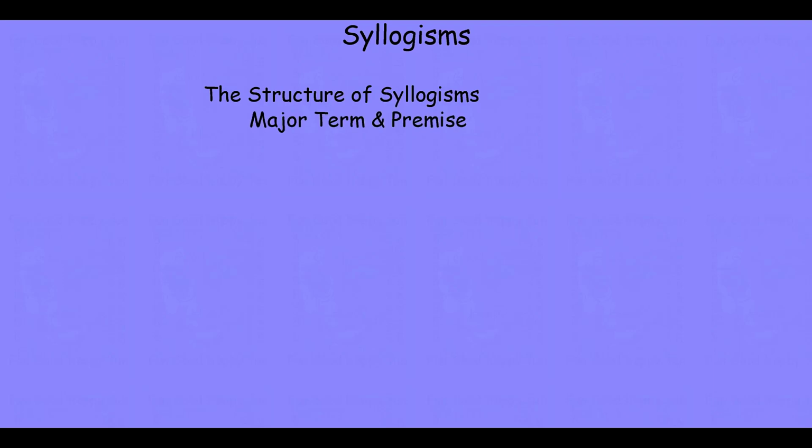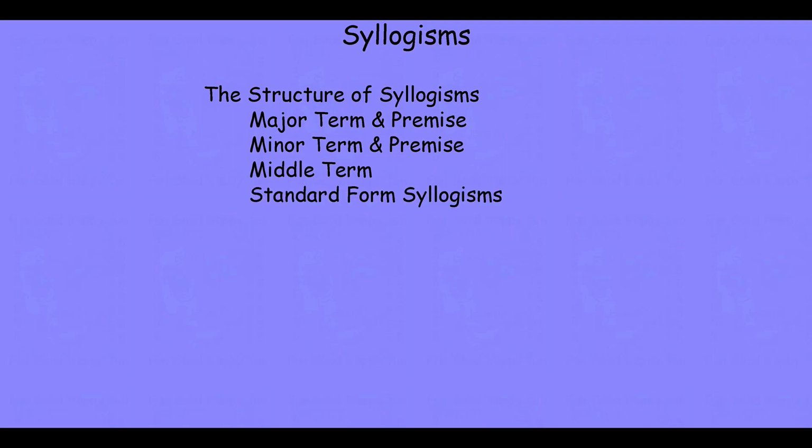We'll talk about how the predicate term of the conclusion is called the major term, and it will appear in the first premise, called the major premise. The subject of the conclusion will be called the minor term, and it will appear in the second premise, called the minor premise. We'll introduce a third term that appears in both premises, called the middle or the bridging term, and then we'll specify a set of rules for formulating standard form categorical syllogisms.